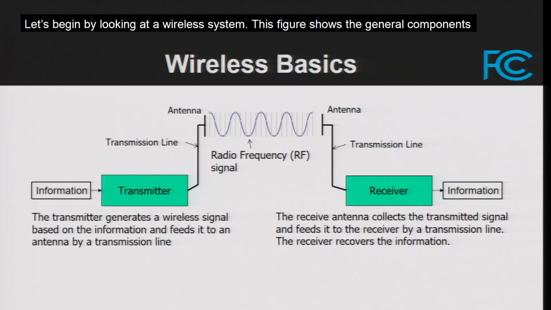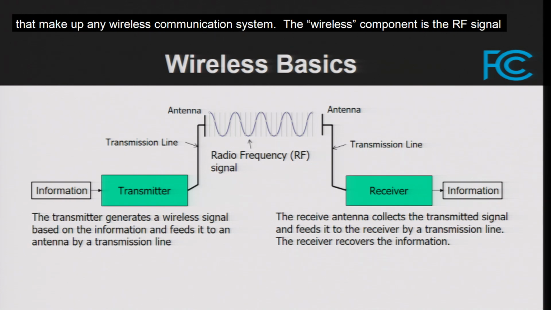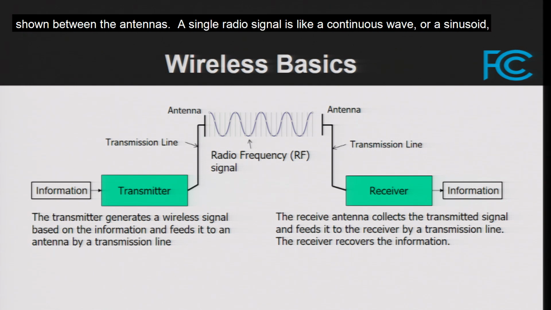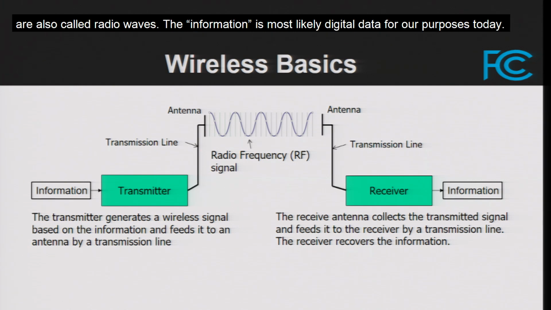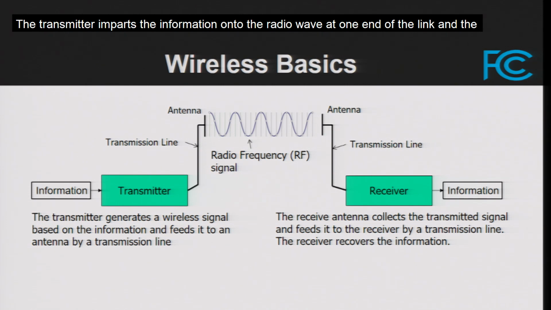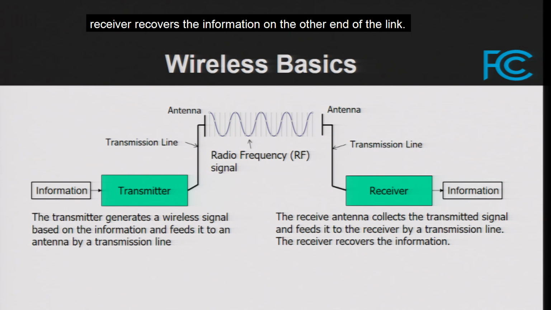This figure shows the general components that make up any wireless communication system. The wireless component is the RF signal shown between the antennas. A single radio signal is like a continuous wave or a sinusoid, as shown by the wavy blue line between the antennas. This is one reason radio signals are also called radio waves. The information is most likely digital data for our purposes today. The transmitter imparts the information onto the radio wave at one end of the link, and the receiver recovers the information on the other end of the link.